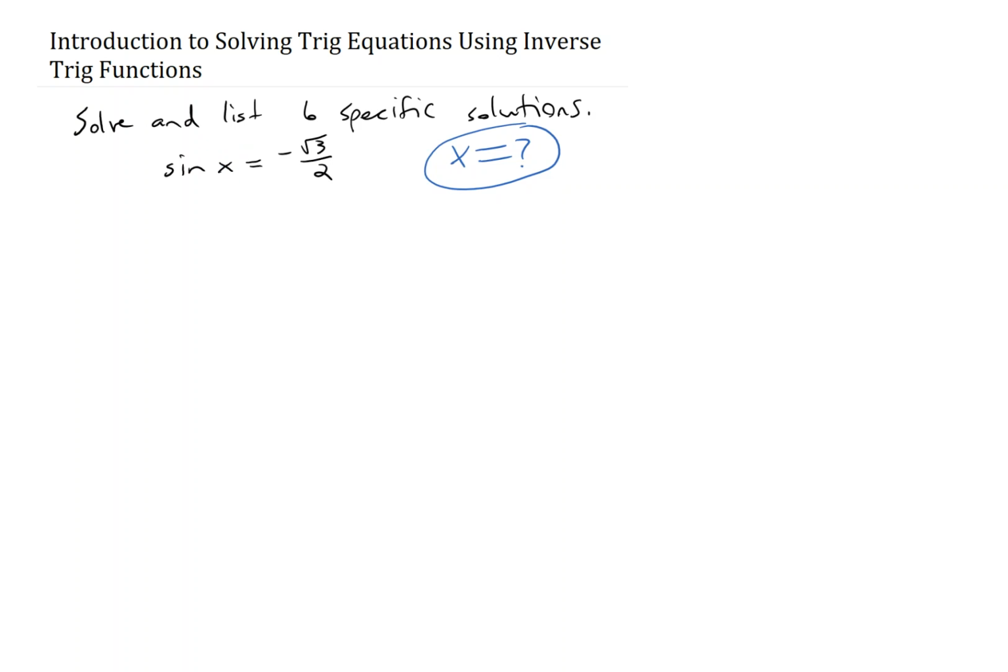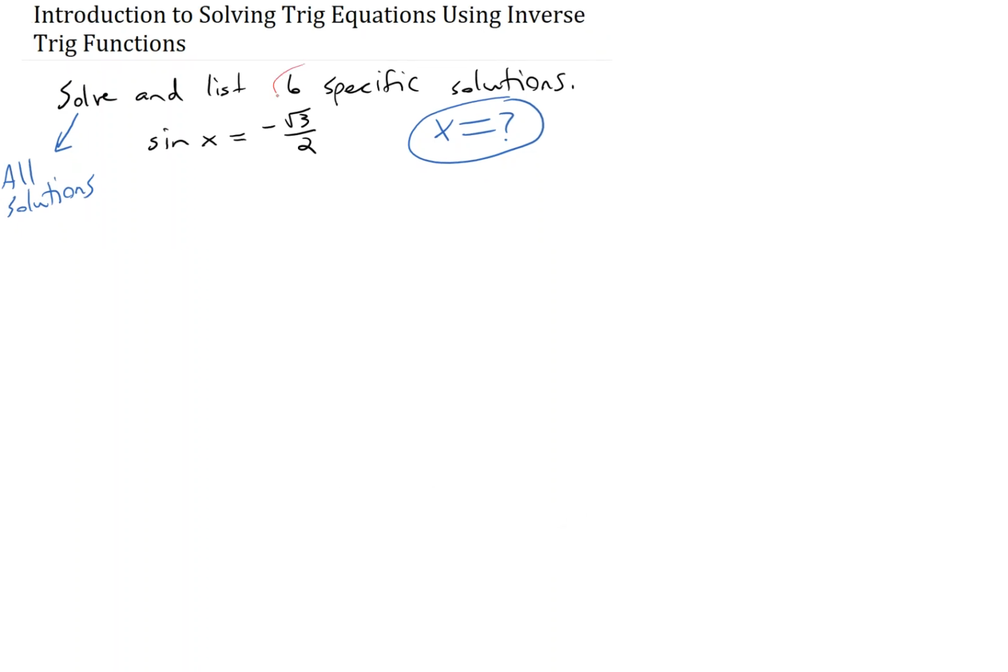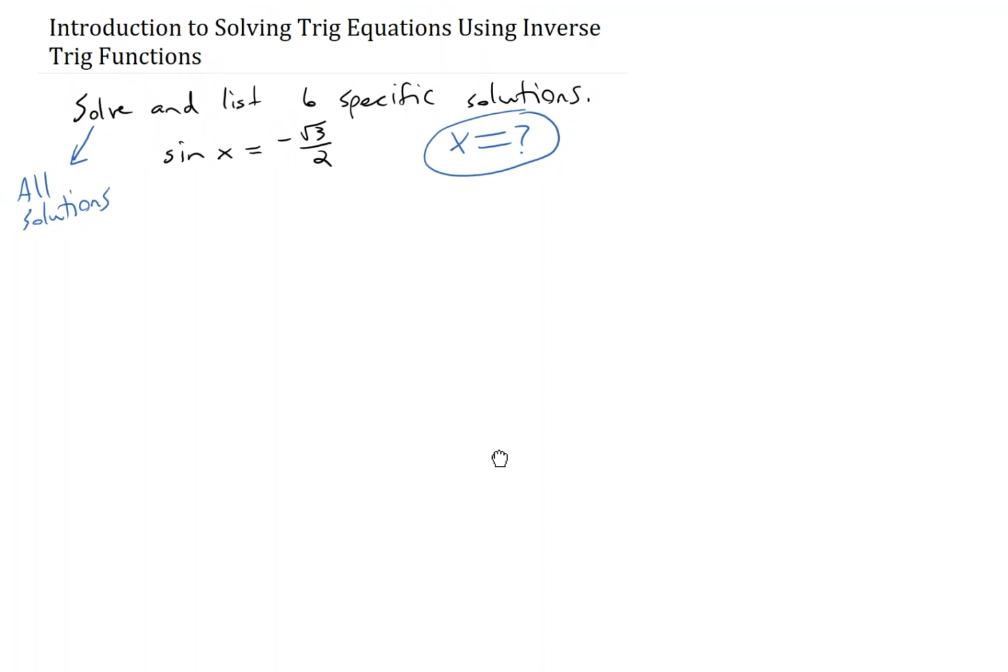And just some initial observations, x can have an infinite number of solutions here because there are an infinite number of angles that are coterminal that could give you the same output from the sine function. So when we say solve, we mean find all solutions, all infinite solutions. So that in itself will be a challenge. So we'll have to learn some notation for that. And then once we have all the solutions, we can easily narrow it down to 6 specific solutions. So that'll be kind of our reasoning as we work through this.